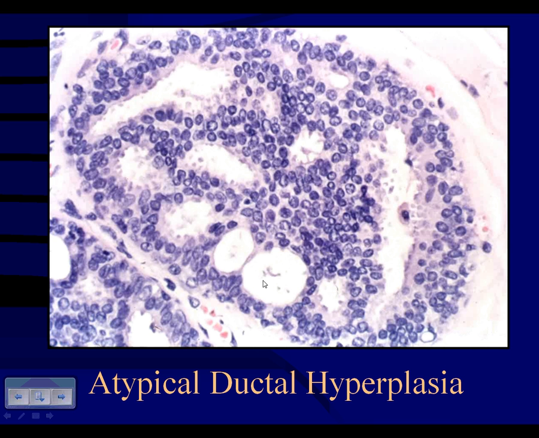ADH, as we often call it. And this one is showing nuclear atypia and crowding and hyperchromasia in these small, round, regular holes, which are concerning findings. But this kind of picture would always make me think, I want to make sure it's not DCIS, ductal carcinoma in situ.